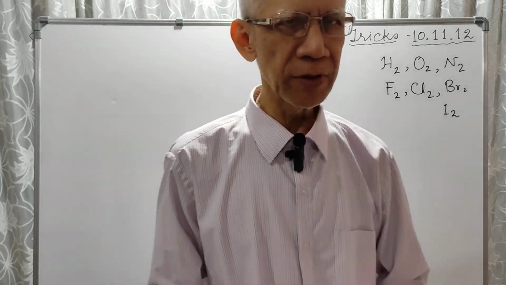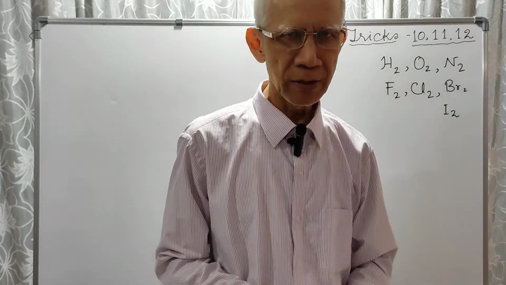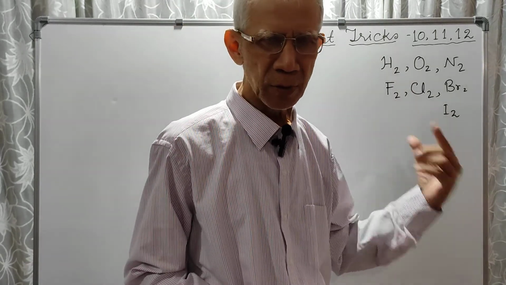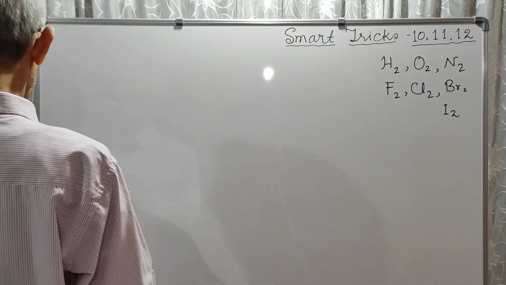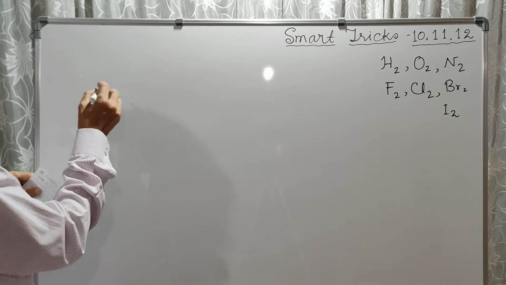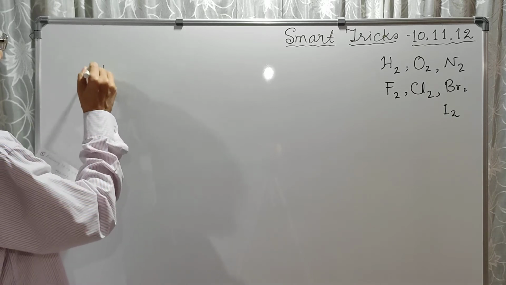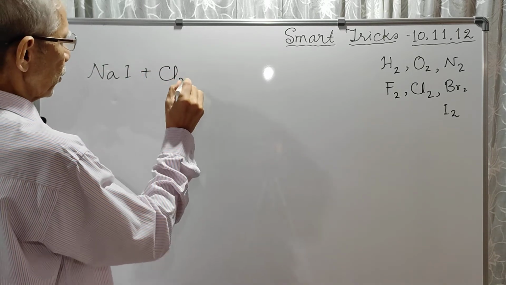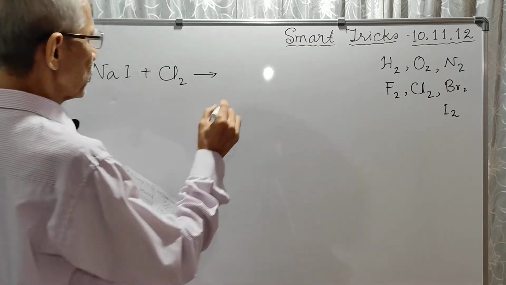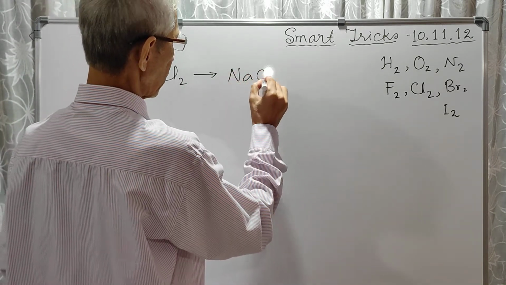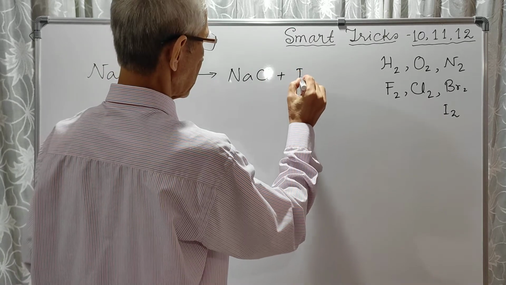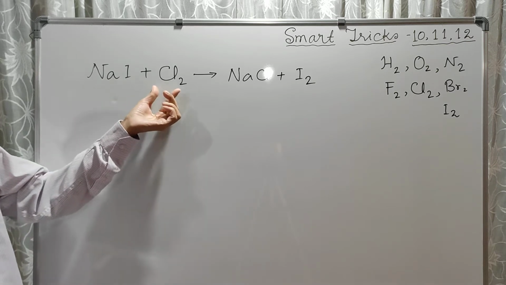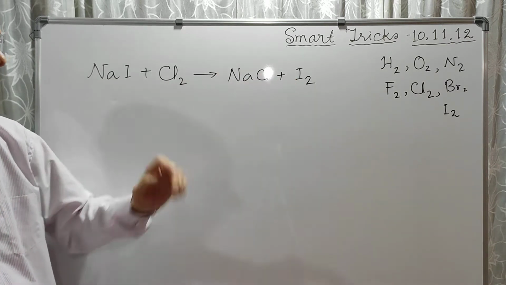Now if a chemical equation contains these diatomic molecules, then there is a slight small trick using which you can do the balancing very quickly. For example, let us see this one. So the simplest one, suppose sodium iodide plus chlorine gas. So they react to produce sodium chloride plus iodine vapors. So sodium iodide react with chlorine gas to produce sodium chloride, which is solid, and iodine vapors.